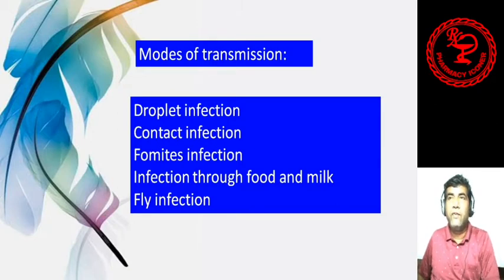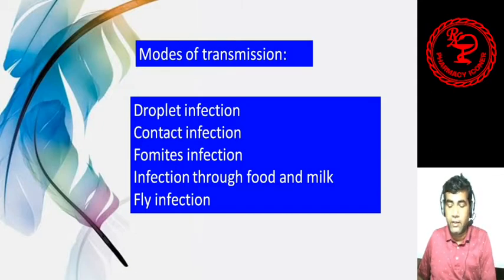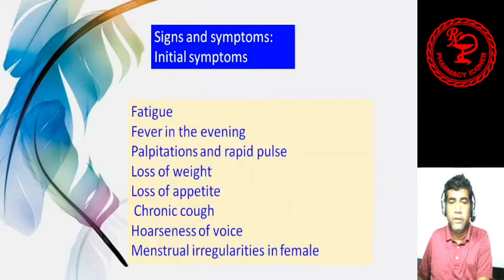Fly infection: it is carried by the fly. The fly sits on stool or mucus or cough expectorate, and the microorganisms are attached to its legs and wings. When it comes and sits on your food, then infection may occur. That is the mode of transmission.